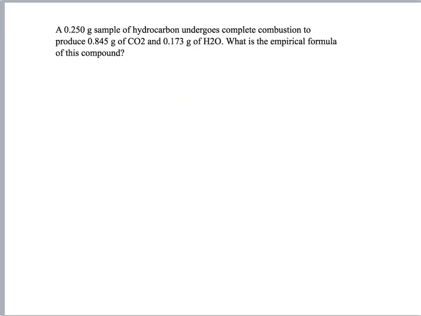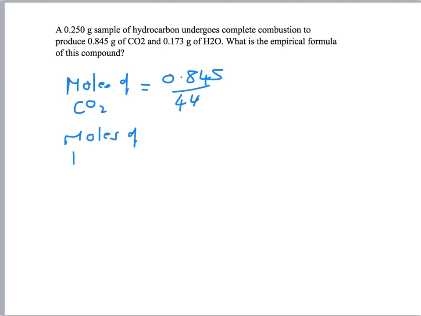So this example is quite similar to the last one. So hopefully try and give this one a go. Just pause the video and then check your answer. Right, so let's do this. Let's work out moles of CO2, and that's going to equal 0.845 divided by 44, and again my moles of water, which is going to be 0.173 divided by 18.